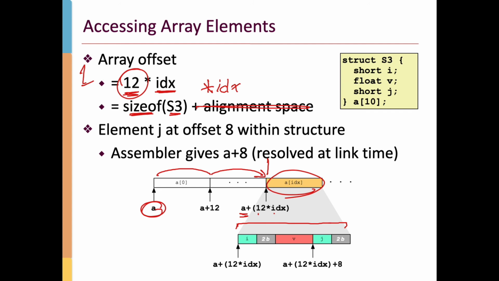Once we've gotten to that first address, now we want to advance to the location of j itself, because that's what we're trying to fish out here in step 2. We know that's at offset 8 within the structure, so all that has to happen is that we advance from wherever we ended up in the first step, 8 more bytes, and that's going to give us the location of j, which we can then retrieve out of memory.